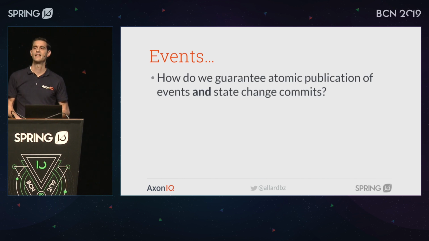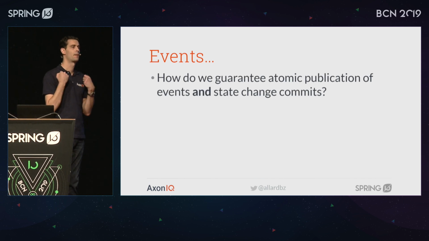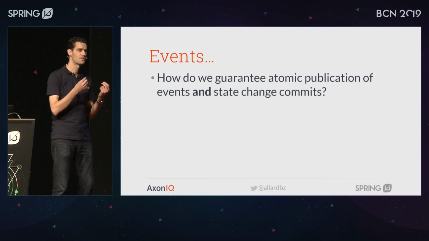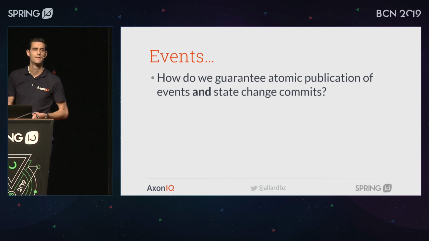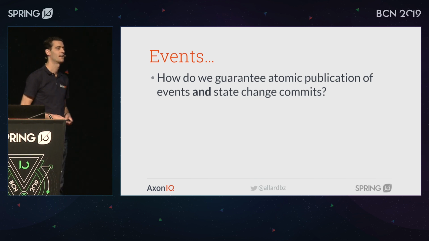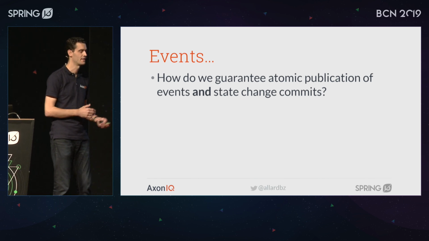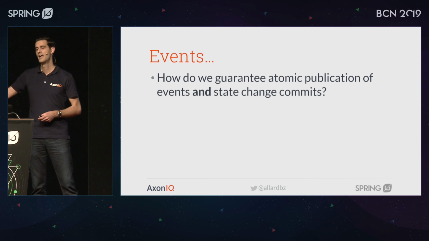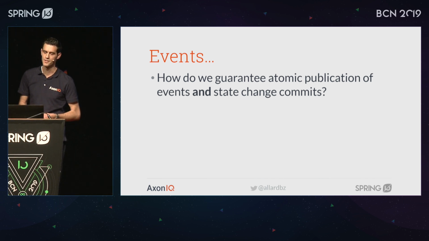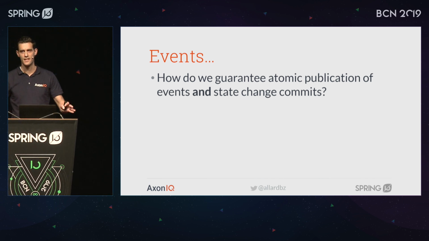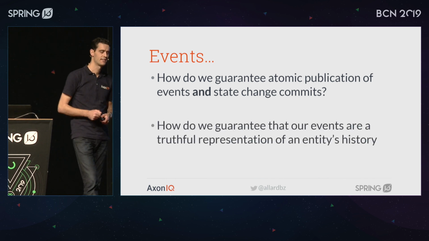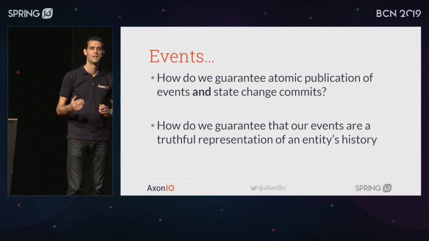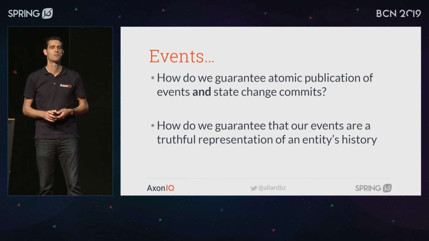How can we guarantee that the publication of that event and the storage of our new entity state is an atomic operation? How can we guarantee that if we had to roll back the database transaction for some reason, we didn't get the event published? There's some solutions for that, yes. But there's another thing about events: how can you guarantee that the events you emit are a truthful representation of what happened in the past?